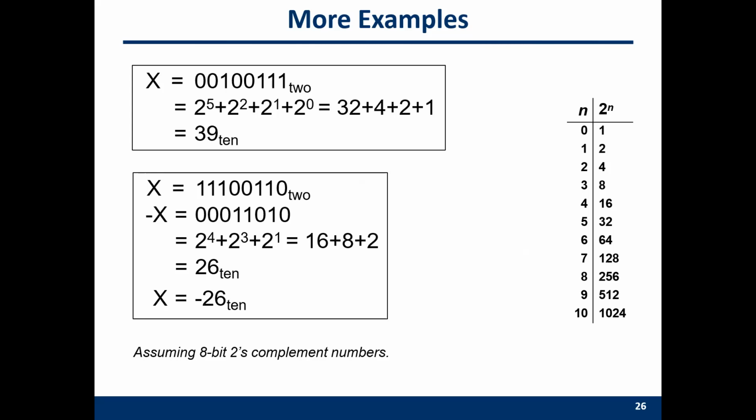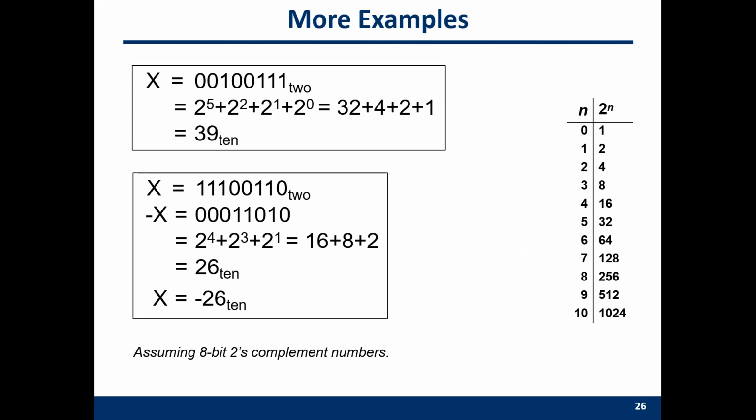You remove the sign bit and then minus 1. Minus 1 helps you get the one's complement form. And then invert. So this is minus X. When you have minus X, you can use the same method to compute it. And in this way, you get 26. So X is minus 26.